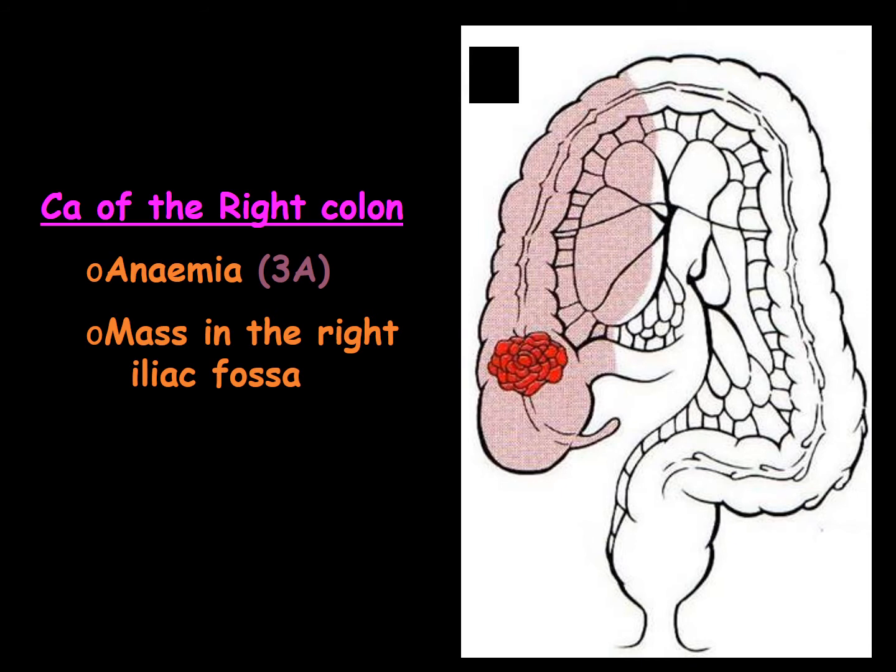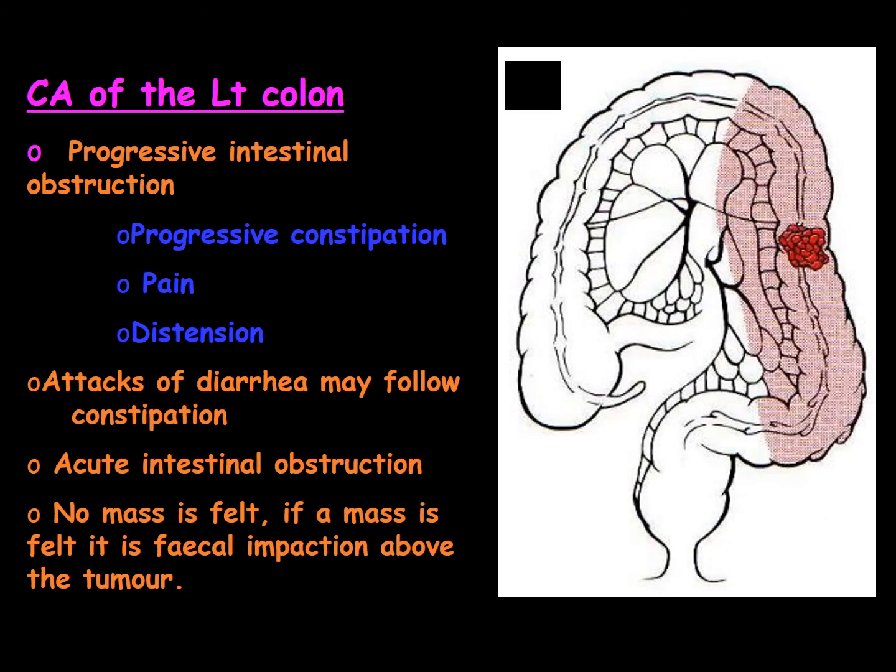Carcinoma of the right colon: the 3 A's, anemia, asthenia, and anorexia, and a mass in the right iliac fossa. Once more, carcinoma of the left colon: progressive intestinal obstruction, progressive constipation, pain, and distension. An attack of diarrhea may follow constipation. In acute intestinal obstruction, no mass is felt. If a mass is felt, it is fecal impaction above the tumor.